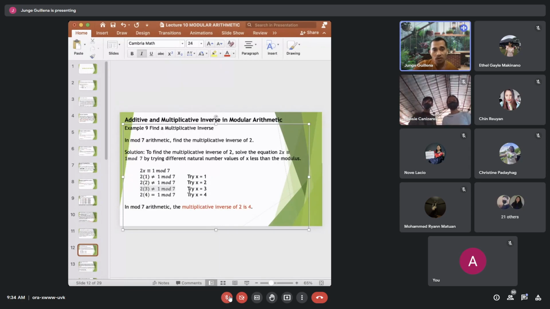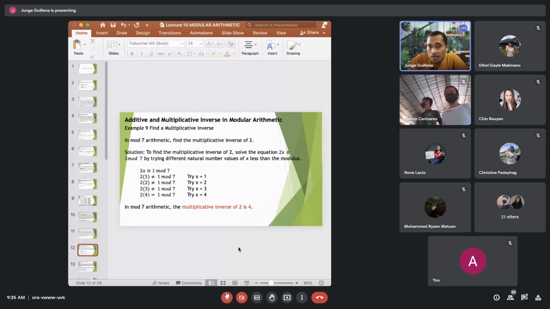So how about when you have x is equal to 4? So 2 times 4 is 8. 8 divided by 7 is equal to having a remainder of 1. So in this case, in modulo 7 arithmetic, the multiplicative inverse of 2 is 4. Any questions?